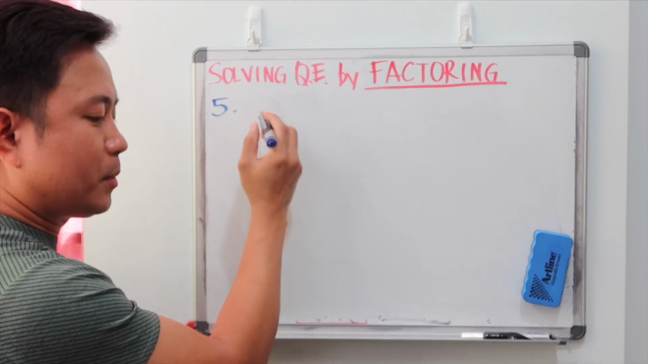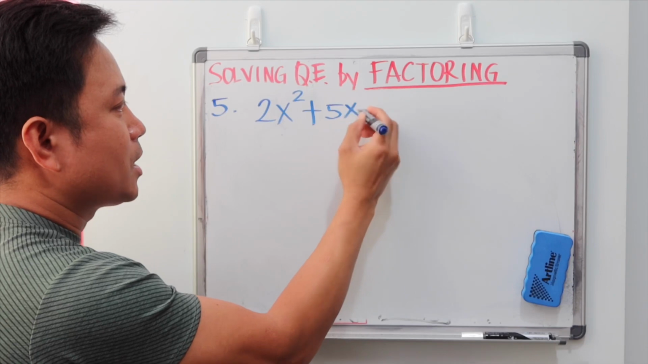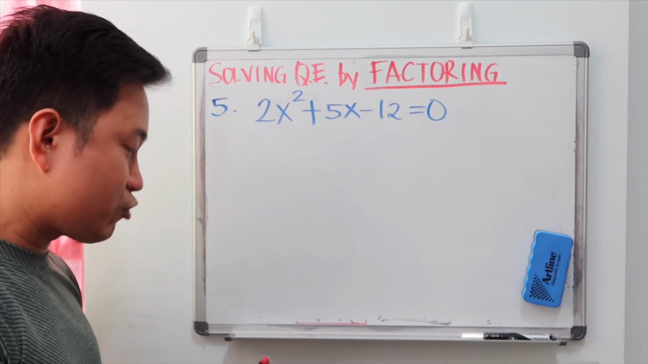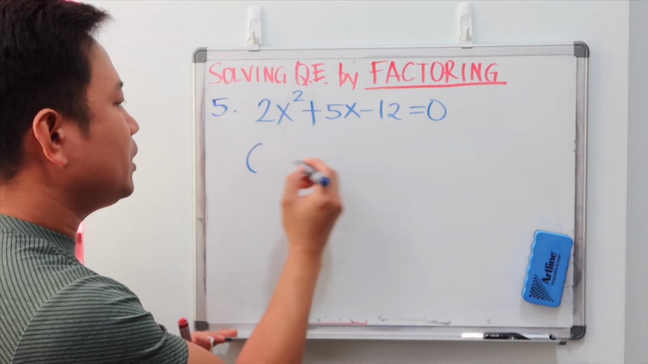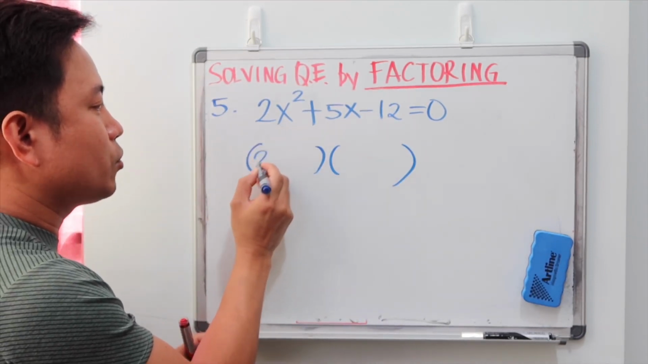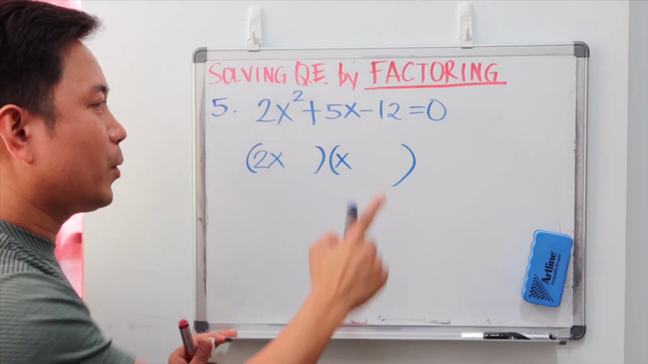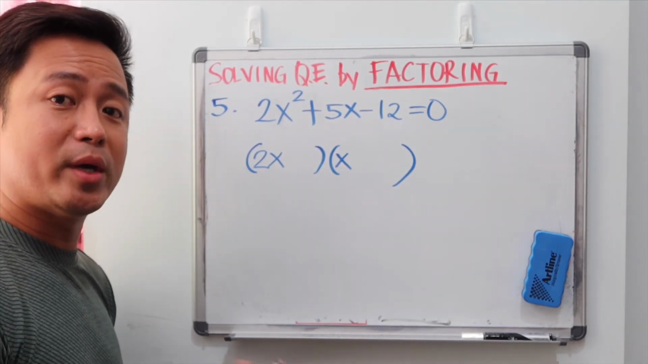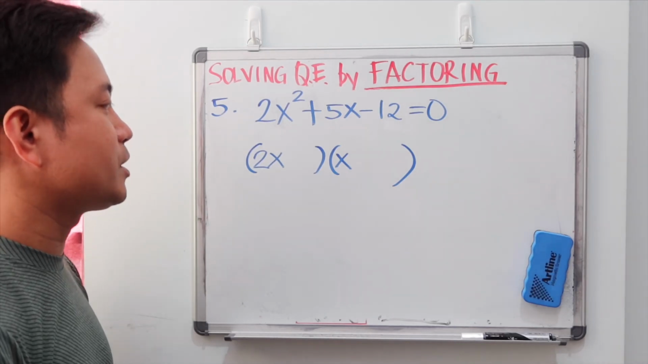Now let's have example number 5. We have 2x squared plus 5x minus 12 is equal to 0. So for this trinomial, 2x squared plus 5x minus 12, we can easily factor 2x squared because it's a prime number. We can only use 2x and 1x to get 2x squared. However, on the minus 12, we need either 1 and 12, 2 and 6, 3 and 4, and of course one of them is negative, the other one is positive.